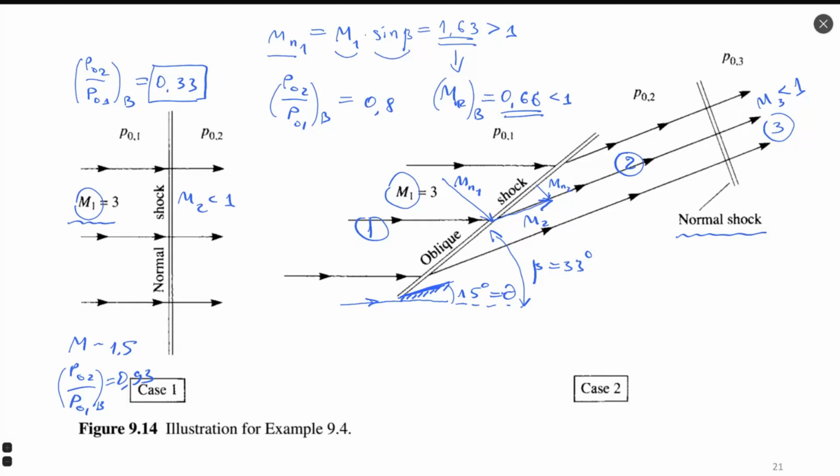And now I can calculate Mach 2. According to the formula from the book, Mach 2 would be equal to Mn2 divided by sine of beta minus theta. I will calculate here which is my difference. Beta minus theta is 18 degrees, right? 18 degrees. So let's calculate the sine.